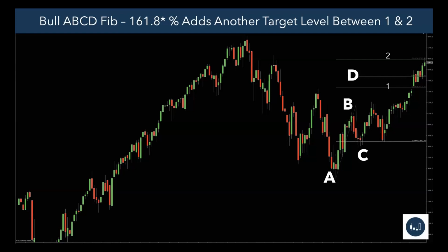So this is just a further dissection of that fib that we saw earlier where we put the ABCD level. And those are important levels because oftentimes we'll see that they align to support and resistance as well.